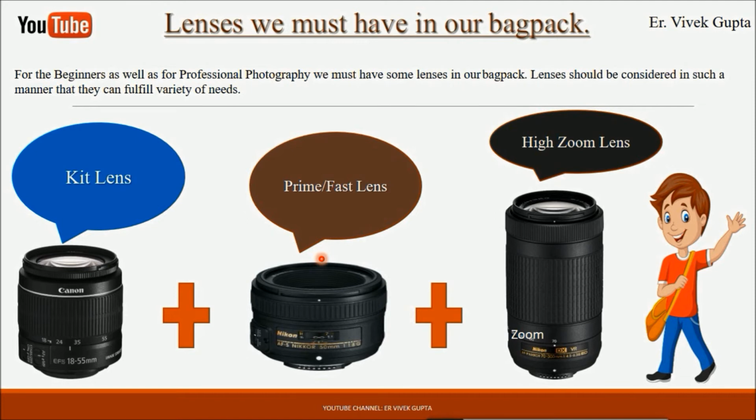Then the zoom lens. You must also have a zoom lens in your bag. It should not be a super zoom, it should not be a telephoto zoom lens, and it should not be a normal zoom lens. You must have a high zoom lens, it is considered, because these lenses most of the time complete your requirement. So you can say in your camera backpack you must have a kit lens. It is recommended and it is mandatory.